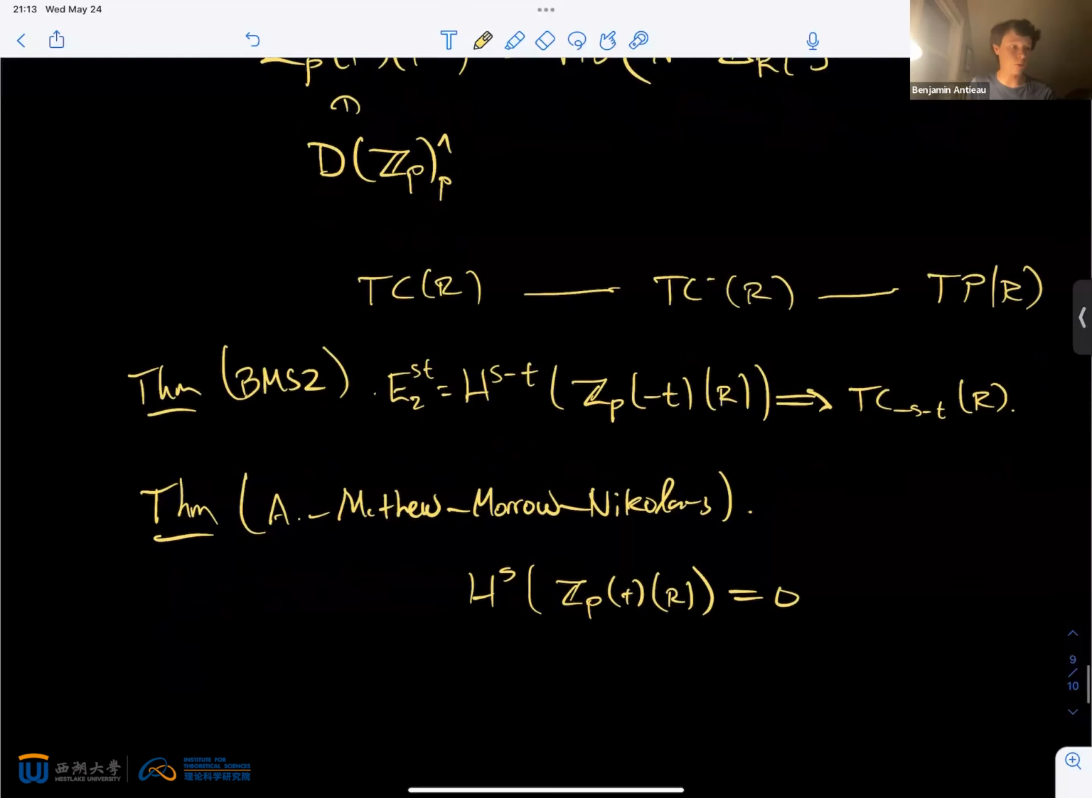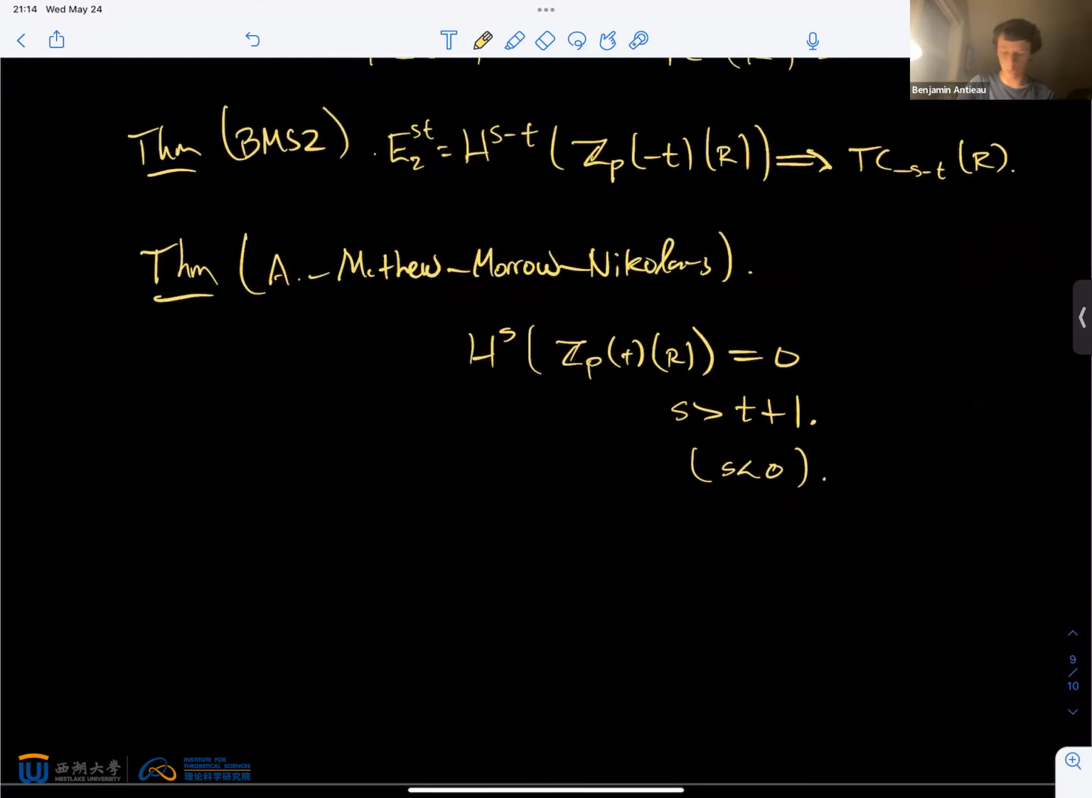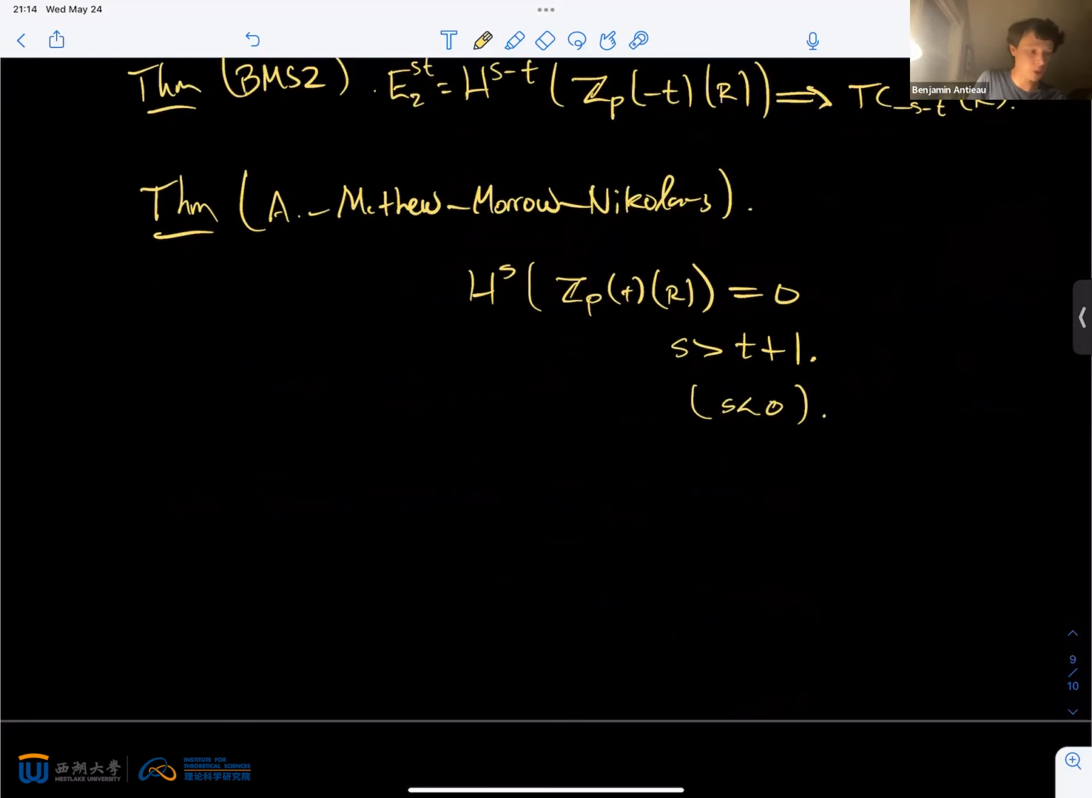This is 0 for S more than T plus 1, and also less than 0. So it really is like a cohomology theory. There's no negative cohomology. But it also vanishes uniformly in any dimension for a fixed weight in high enough degrees. And so that lets you draw a picture of this spectral sequence.